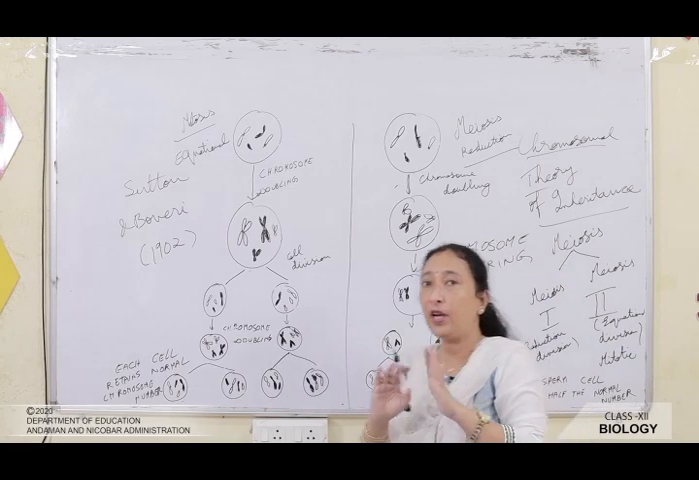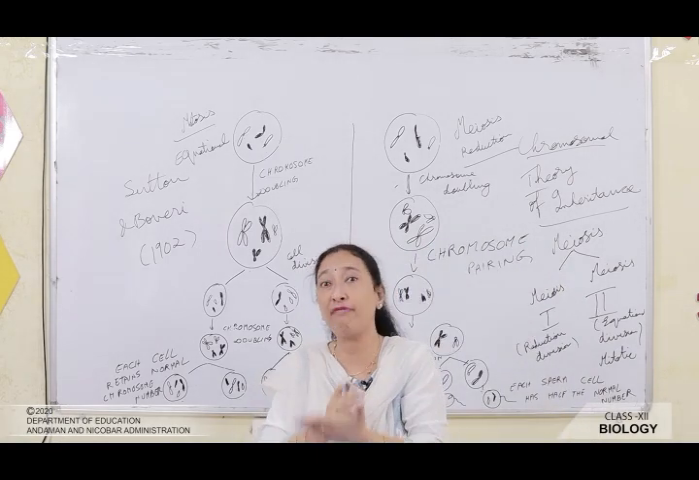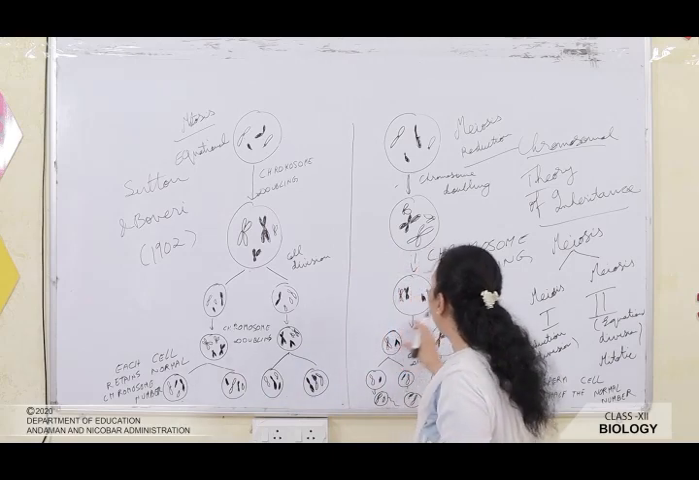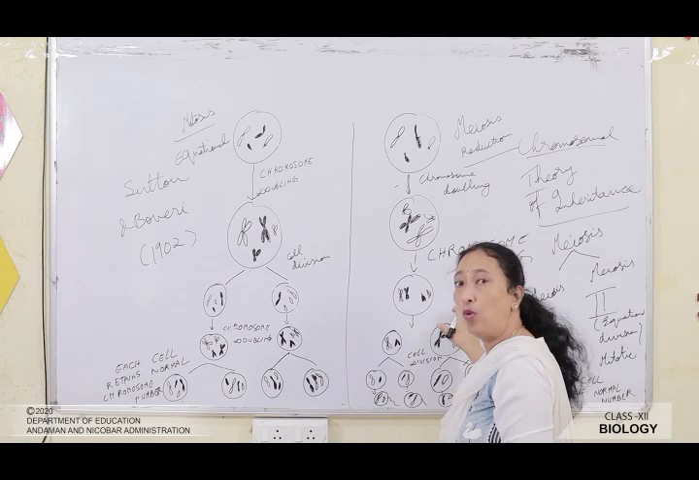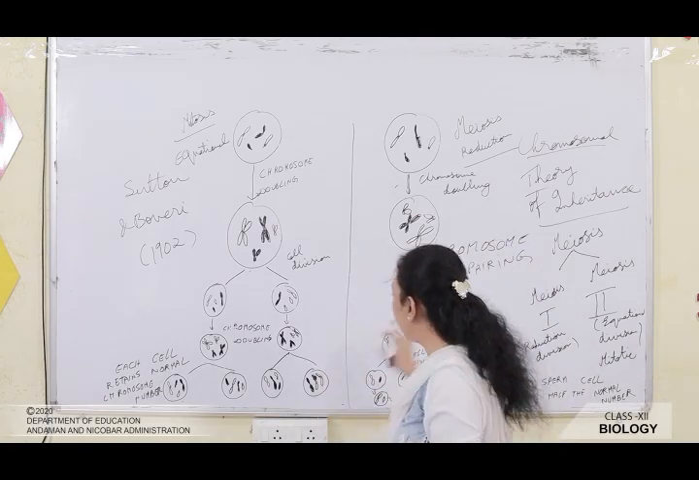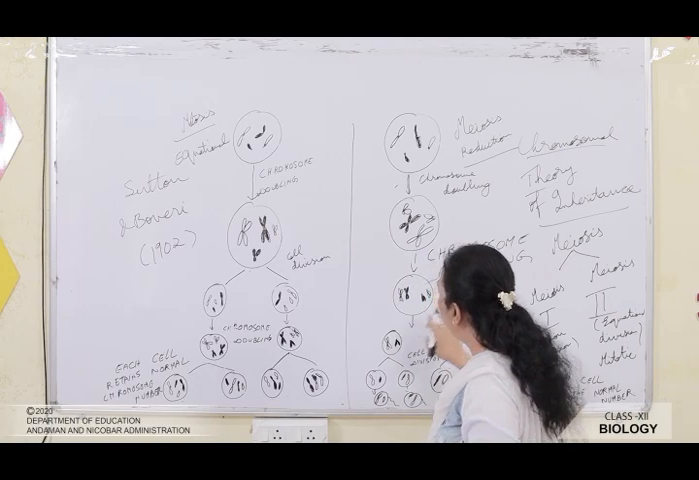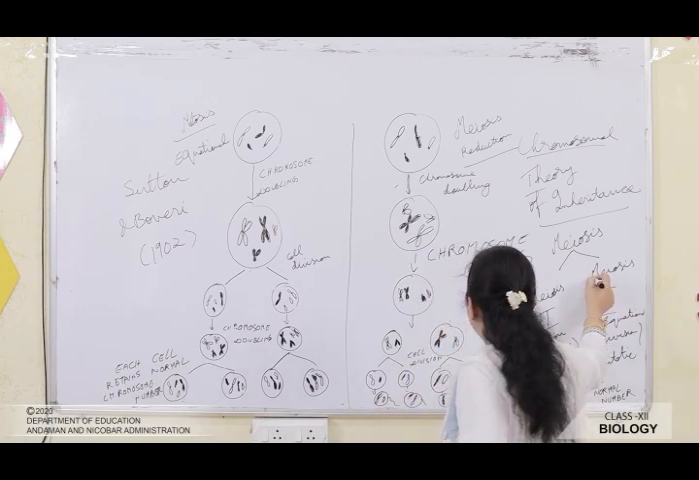That means equational division has not taken place. That is, it has reduced. Half is going in one cell and half is going in the other cell. Here only we know why meiosis is known as the reduction division. This is the reason why meiosis is known as the reduction division. After that, again it will go to meiosis 2.